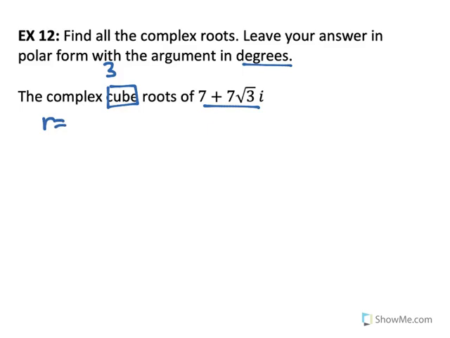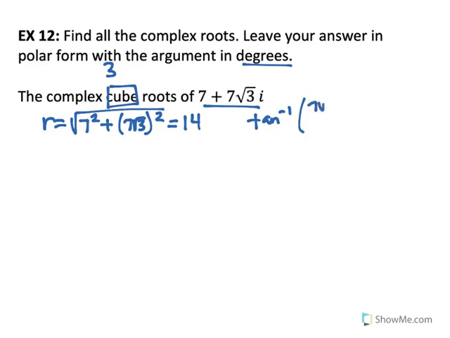To convert this to polar, we start by finding r. So we take 7 squared plus 7 root 3 squared. And this will give you 14. And then we'll take the inverse of tangent of 7 root 3 over 7. And this is 60 degrees. We just want to make sure if we go over 7, up 7 root 3, this point does lie in quadrant 1 of your complex plane, so 60 degrees also would be in the right quadrant.